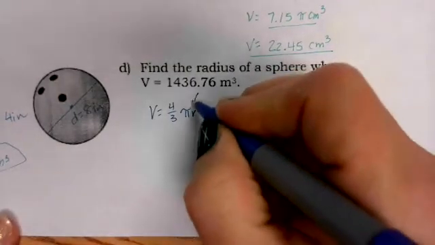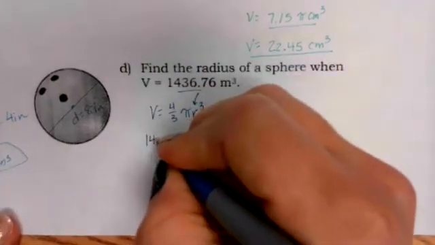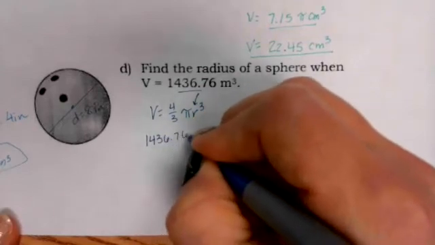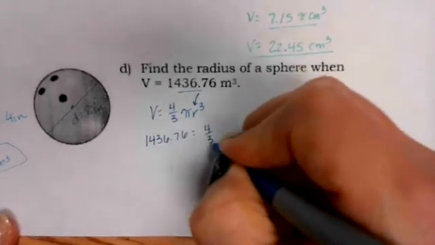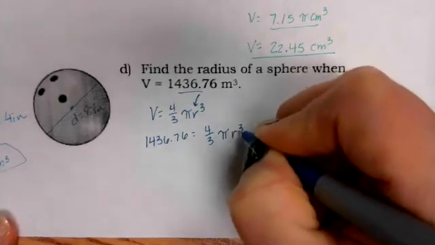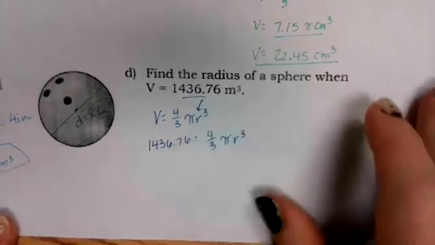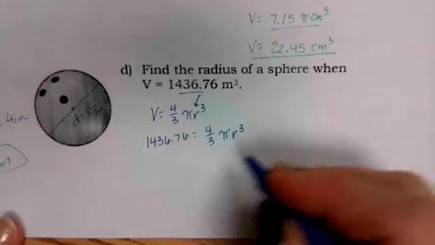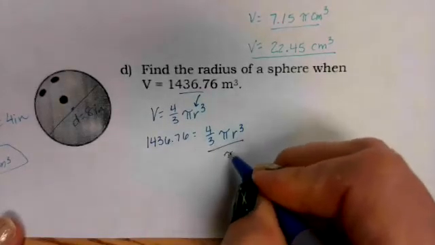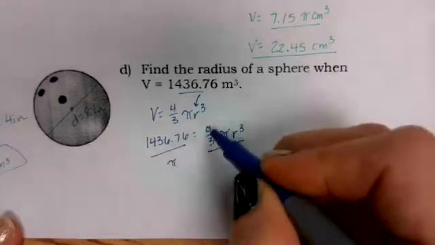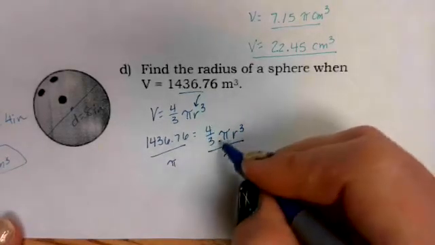So I'm looking for the radius, and my volume is 1436.76. And that equals 4/3 pi r cubed. So I don't see a pi over here, so it's already been multiplied by 3.14. So let's go ahead and get rid of the pi first. So I'm going to divide both sides by pi. I'm not going to divide by the 4/3 just yet because that gets a little bit messy.